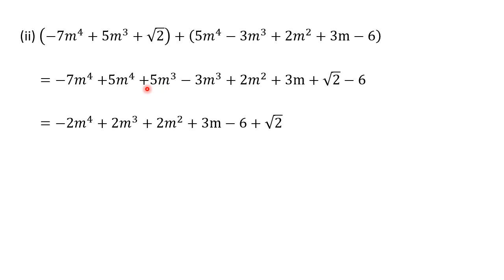Then here 5 minus 3, 2m cube. Then 2m square as it is, 3m square as it is. And see these two, we cannot add or subtract because this is a rational number, this is an irrational number. So you can write it as it is, or if you want you can write it like this also. First you can write down the rational number and then the irrational number. Okay, so either you can write in the same order or you can change it. It doesn't make any difference. Okay, so this is your final answer.